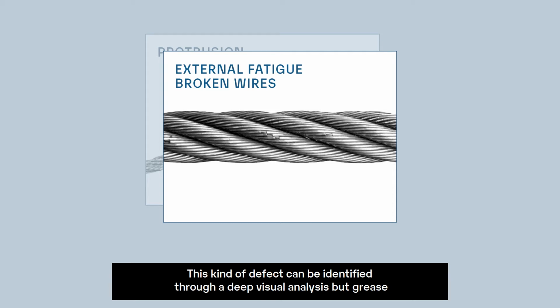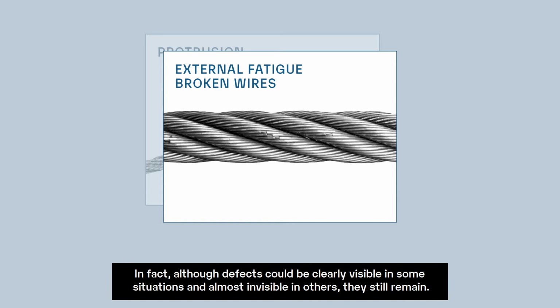This kind of defect can be identified through a deep visual analysis, but grease, lack of light and inaccessibility can prevent detection. In these cases, they can be more easily remarked by a magnetic rope test. In fact, although defects can be clearly visible in some situations and almost invisible in others, they still remain.